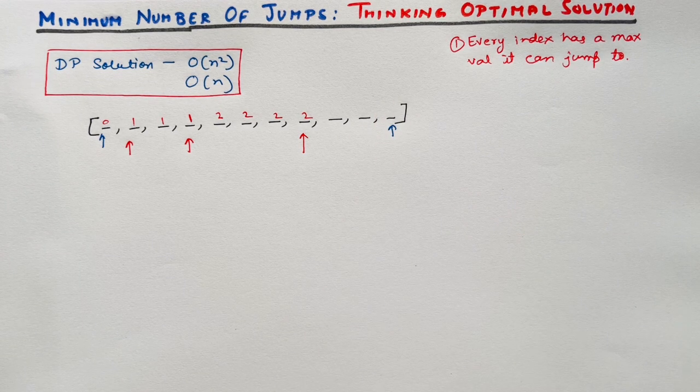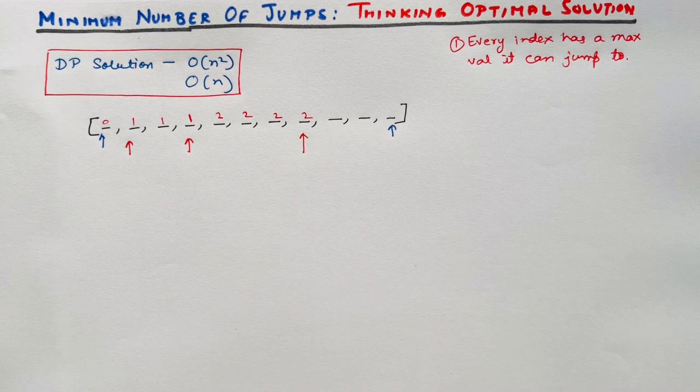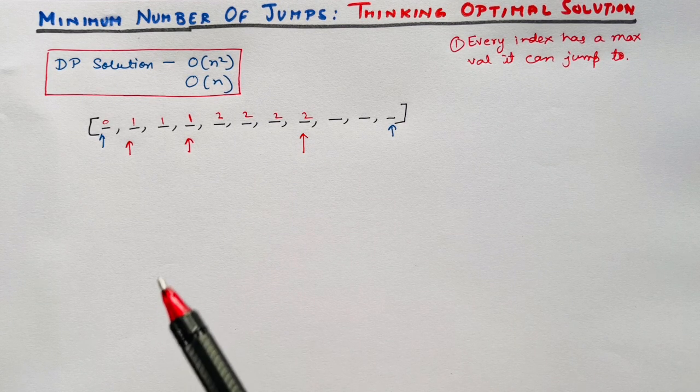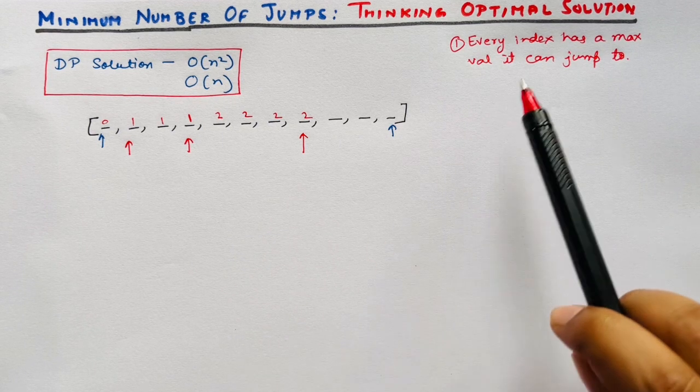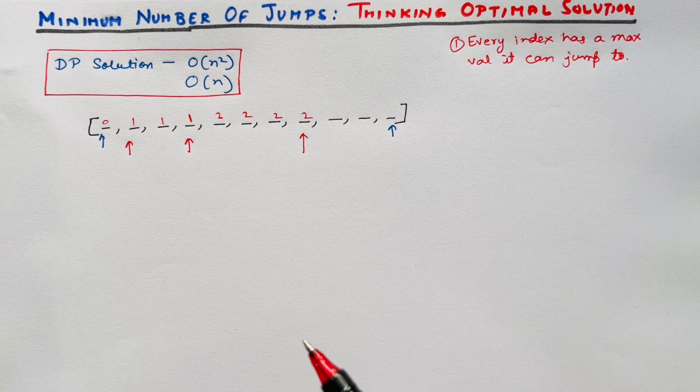So we can see that there is a semblance of building the solution. We can see that the solution is in sight. We can actually go through the solution using this approach. But we need to structure our thoughts better. So first of all, let us try to make a few observations. Our first observation is that every index has a max value it can jump to.